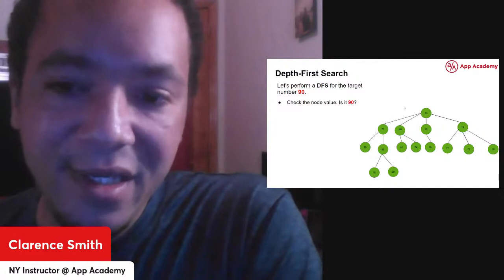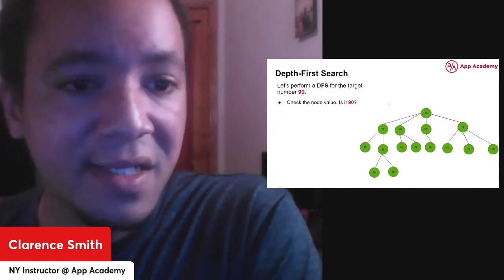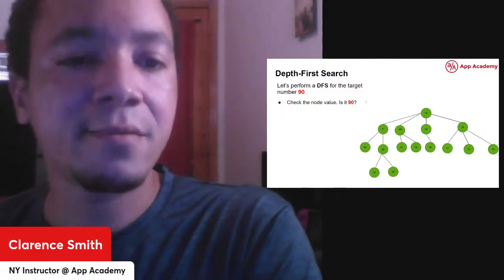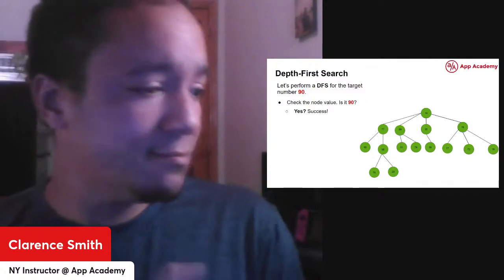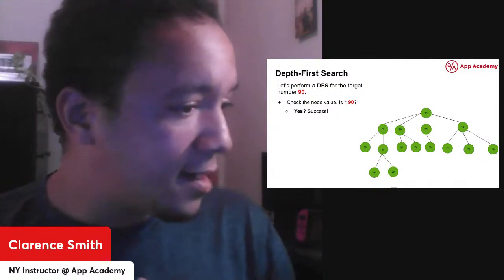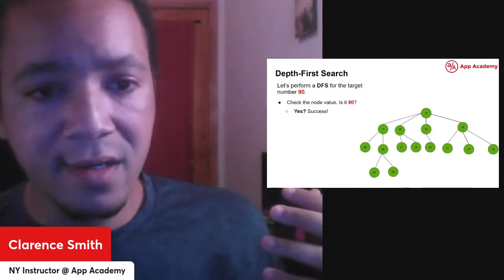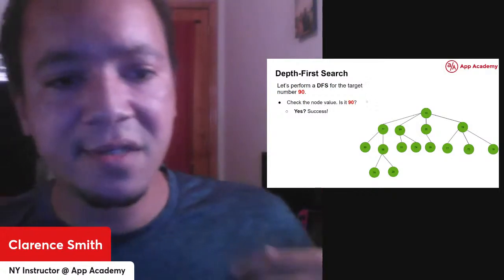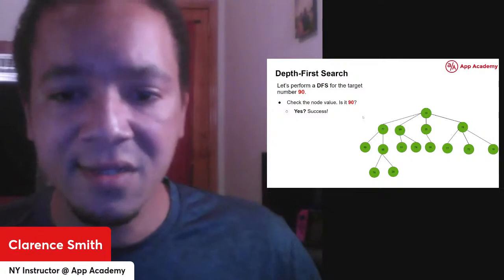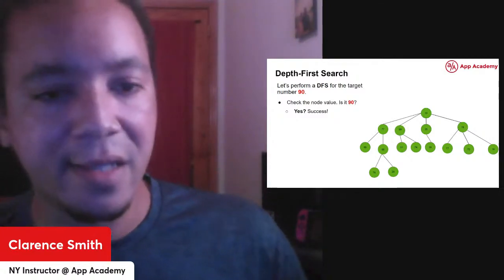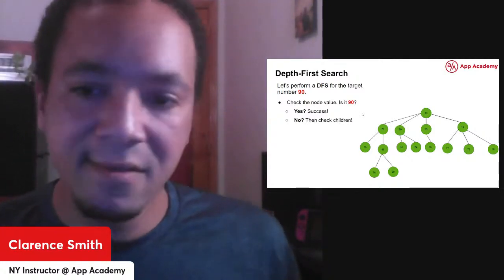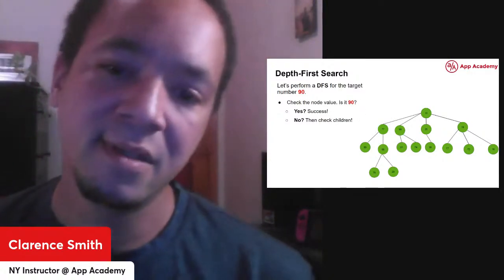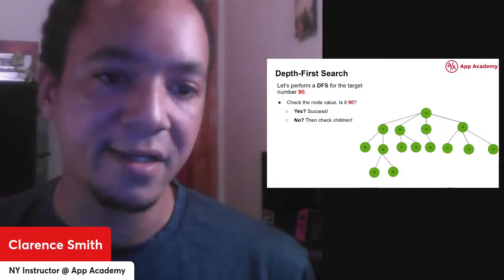So starting at the node or the root, we need to check, hey, is this 90? Of course, that's the first thing to check. If it is 90, you are successful. You found 90. You can return that to the user. Maybe there's some information. You can tell them, yes, 90 is right here, or something like that. If not, so if you are not 90, then I need to look at your children. Maybe one of your children is the number 90.